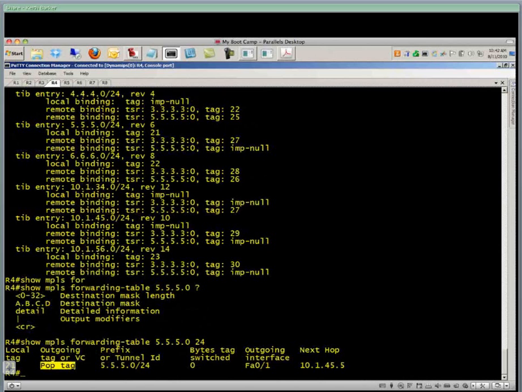As a courtesy, if somebody advertises an implicit null, we pop the tag off so he doesn't have to bother looking at it and say, oh, it's me, popping the tag off and doing an IP lookup. So we're saving him a step. So how exactly did R4 know that R5 was the best next hop?